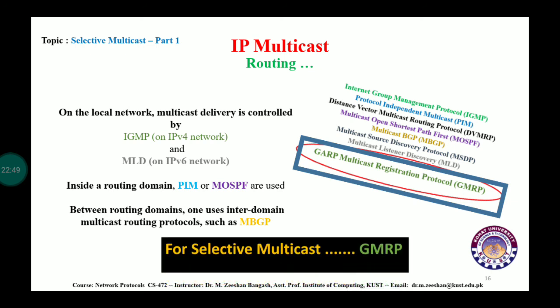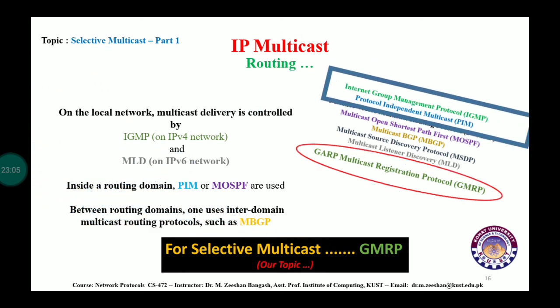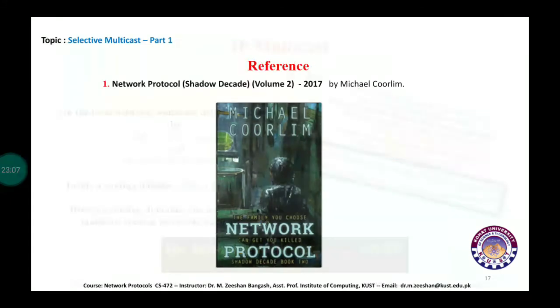However, for selective multicast, GMRP, which is the GARP multicast registration protocol, is used. This is the topic that is part of our course, and we will discuss it in detail in the upcoming lecture. For this session, this is the reference from which the content has been taken, so you can consult it.